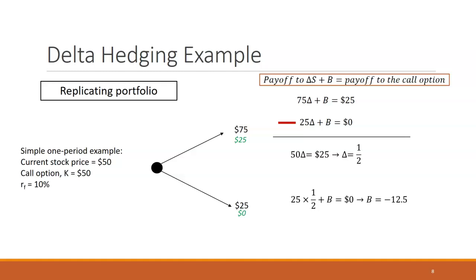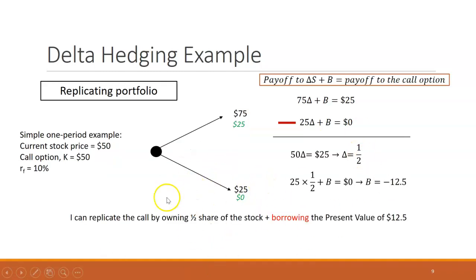Okay, so that's how you set that up. You can solve those. So this says you can replicate the call by owning 1/2 share of the stock and borrowing the present value of 12.5. I should mention that the B in these formulas stands for the payoff in the future, in this case the amount of money I'd have to pay back in the future. When you set it up at the beginning, you have to calculate the present value of that. That's an easy step to get mixed up with, and you end up with the wrong answer. So let's make a point there.